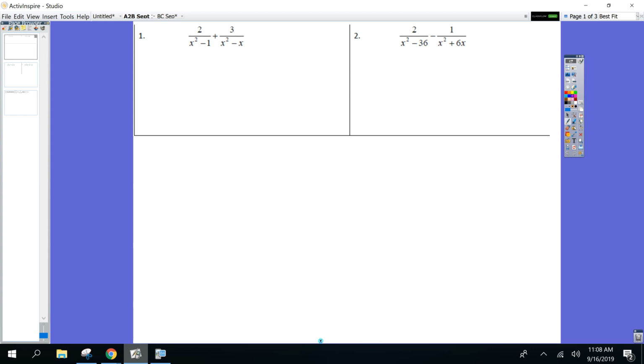So what I'm going to have you do first, you guys probably can guess. What do you think I want you to do to the denominators first? Look at them. Factor them. Yep. Factor the denominators if you can.